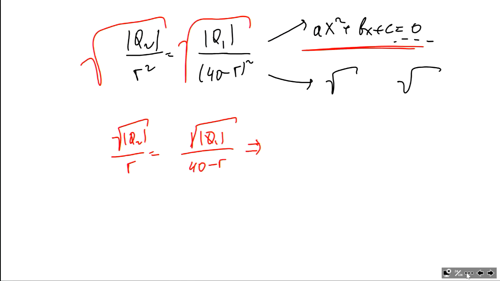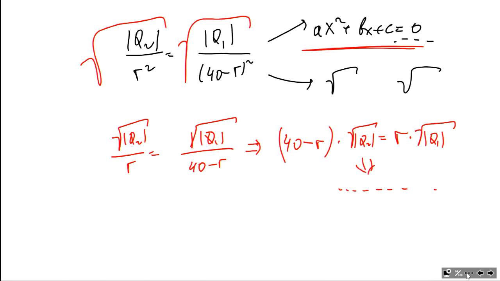Now we can just cross multiply, so 40 minus r times square root of this charge should be equal to r times square root of that charge. We use magnitudes. And now the simple linear equation can be solved in a couple of minutes. You have to finish it. I think you have a similar problem in your homework. So it's a good practice.